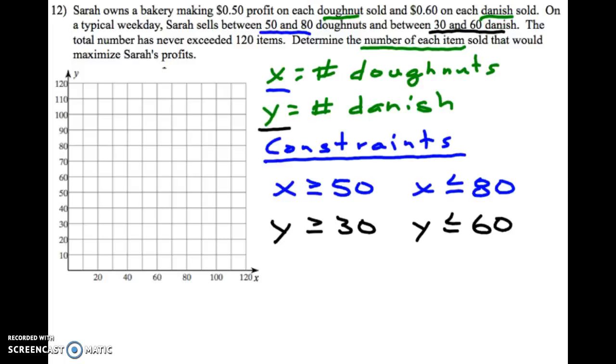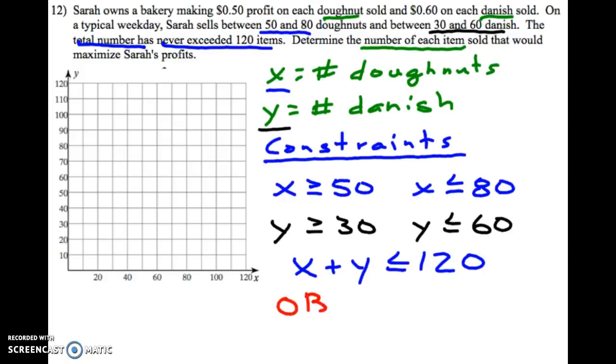And the last constraint here is the total number of items sold. That means when we add them together, X plus Y, to figure out the total number of items sold, it doesn't exceed, so it's going to be less than or equal to 120. Those will be our constraints. And at this point, we may as well take a second and write our objective function.